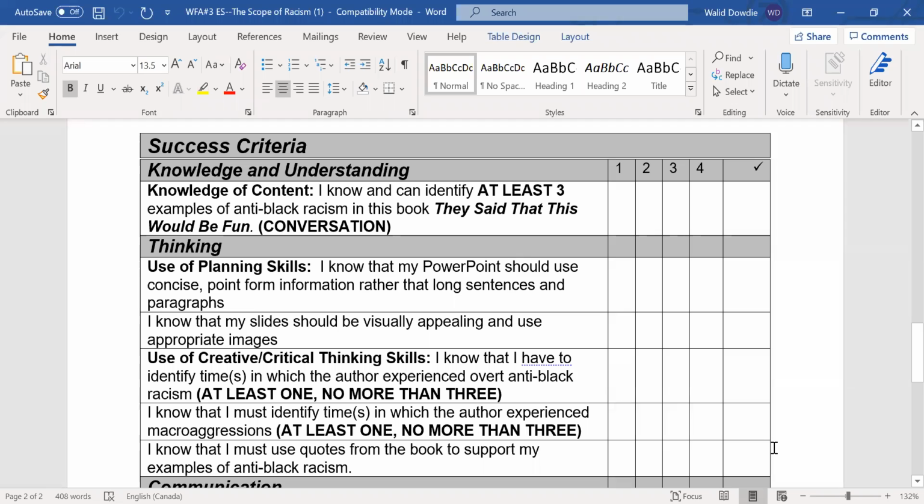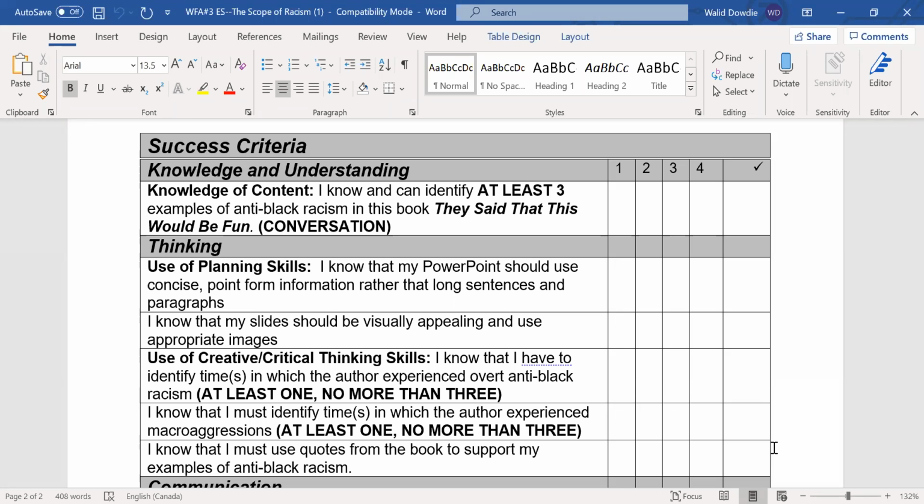Knowledge and understanding. I know I can identify at least 3 examples of anti-Black racism from this book, They Said This Will Be Fun. Again, through conversations and through your feedback, you're going to demonstrate the knowledge. You're going to identify 3 different types of anti-Black racism. So, use planning skills for thinking.